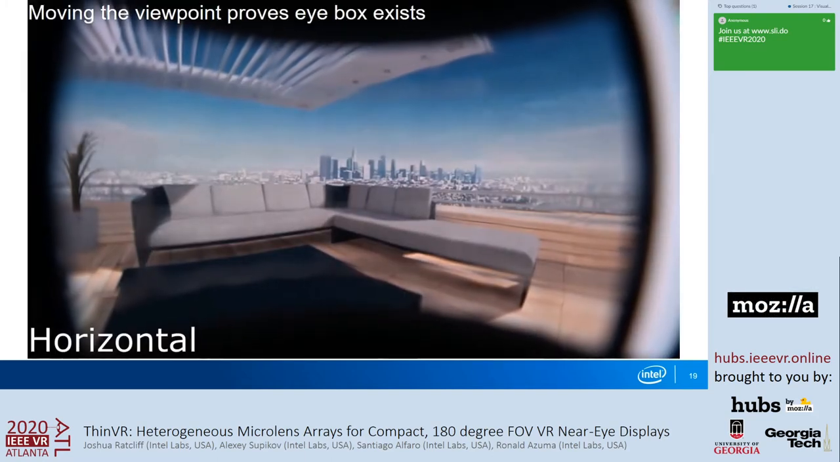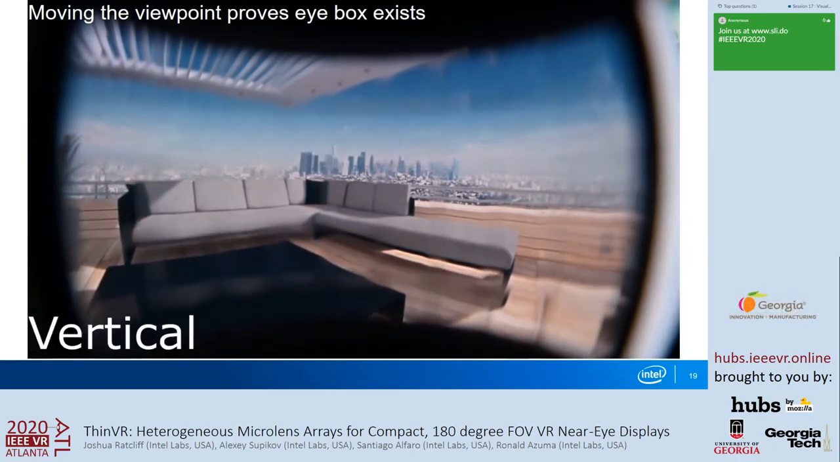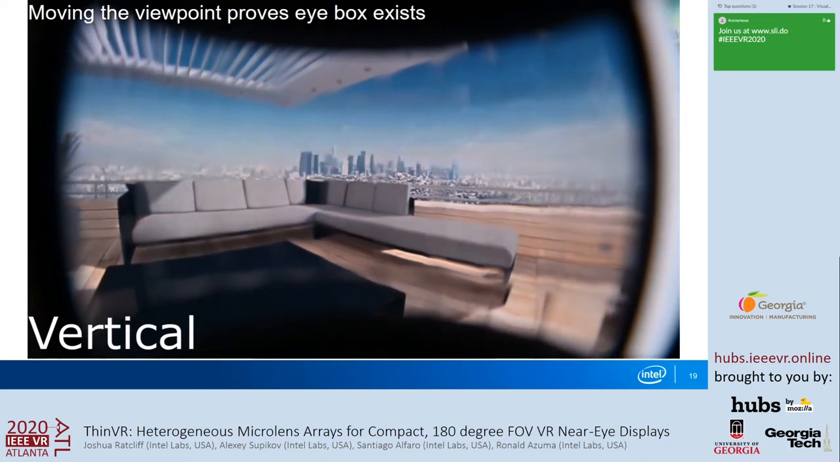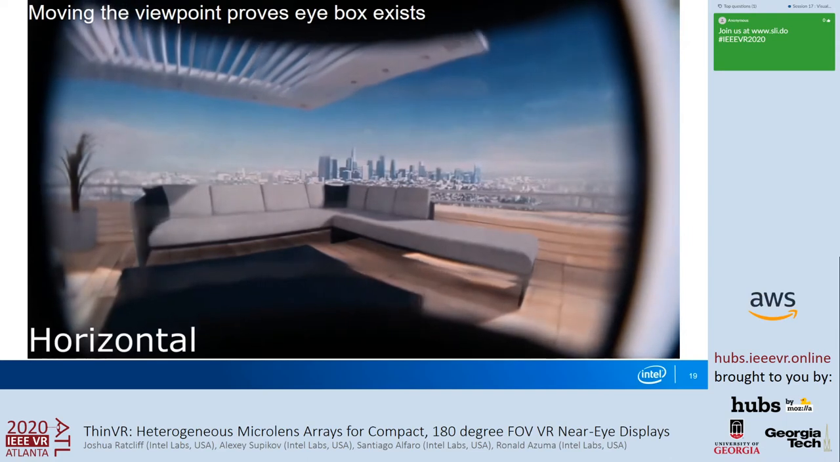To demonstrate that we actually succeeded in making a usable prototype, we again trained our camera on the eyepiece and physically moved it through the eye box. You can see that the pupil swim is well controlled, with image fusion holding up to substantial eye movement.